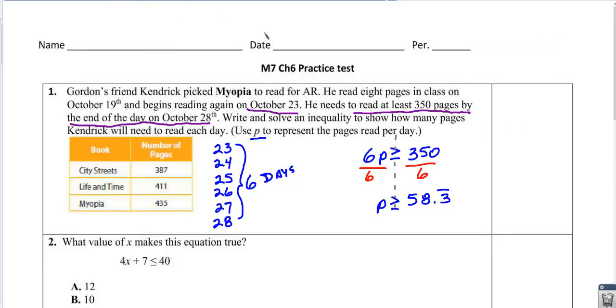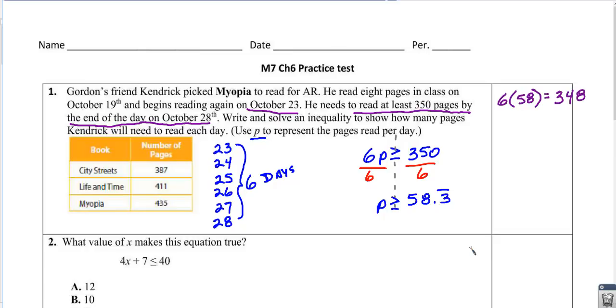So if we think of round number of pages, can we round that to 58? Yes. Let's double check and see if that's true that we can round it to 58. If we had 6 days of 58 pages per day, that would equal 348. Is that okay? Maybe. No, it's not, because he has to read at least 350.